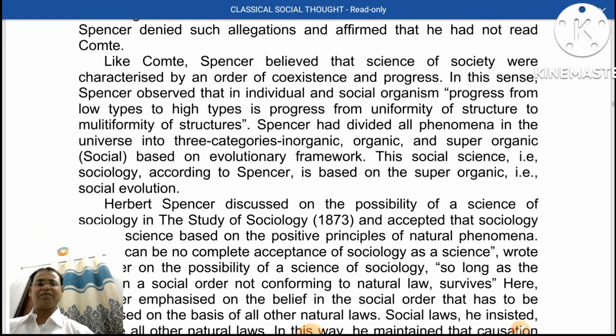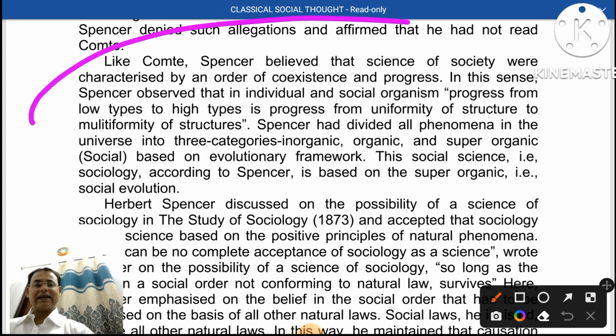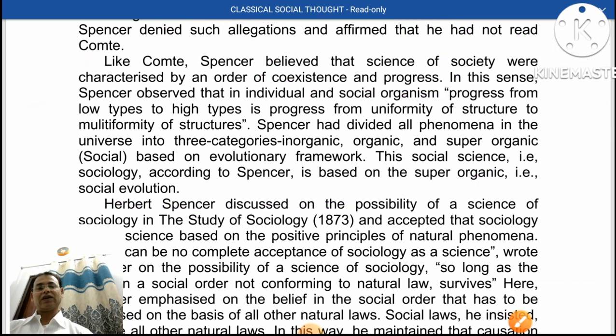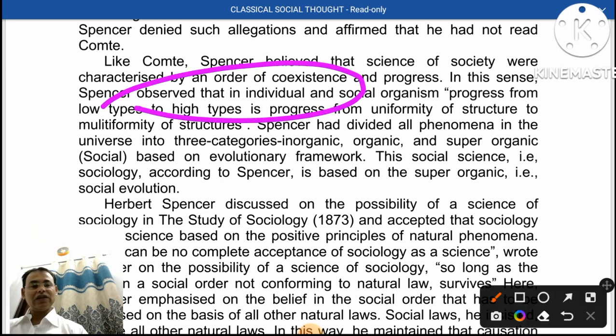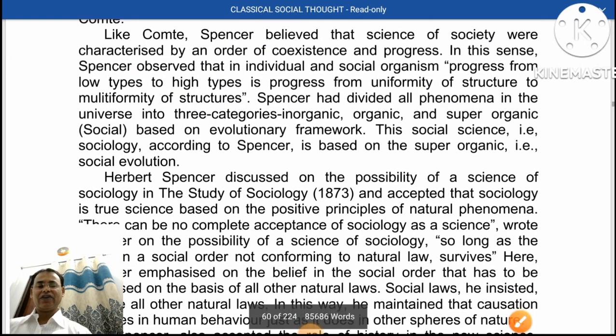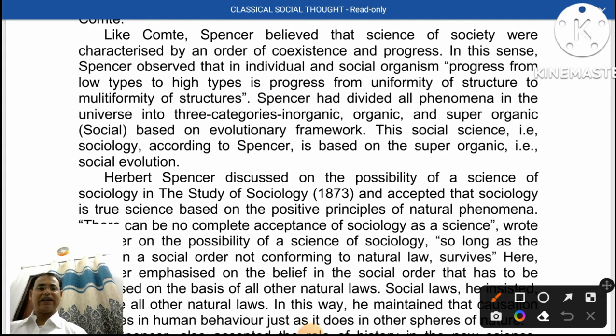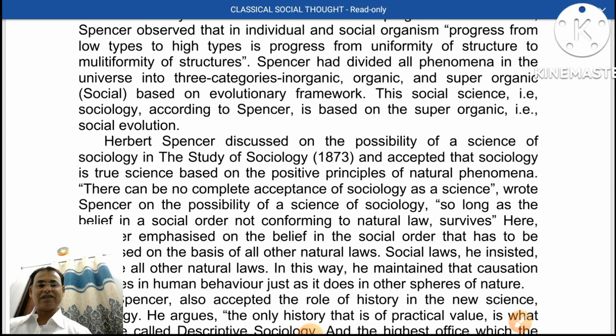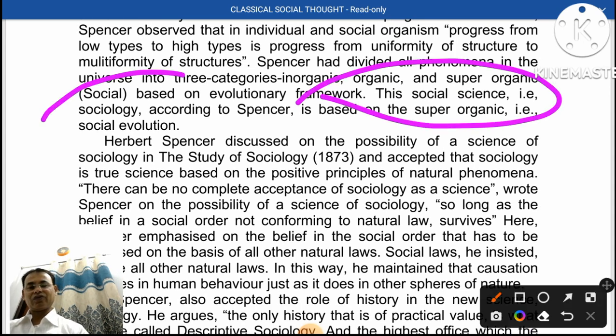Like Comte, Spencer believed that the science of society was characterized by an order of coexistence and progress. Must remember this. In this sense, Spencer observed that individual and social organisms progress from low type to high type, from uniformity of structure to multiformity of structure. Spencer divided all phenomena in the universe into three categories: inorganic, organic, and superorganic, based on an evolutionary framework. The social science, that is sociology, according to Spencer, is based on the superorganic, that is, social evolution.